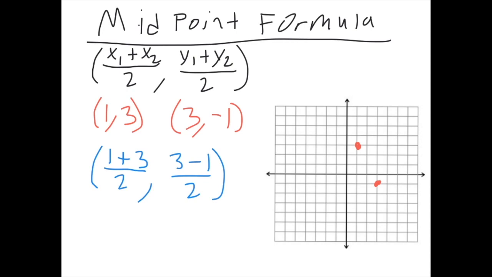So now we take the average of each of those. 1 plus 3 is 4. 4 divided by 2 is 2. And 3 minus 1 is 2. 2 divided by 2 is 1. So our midpoint is the point 2, 1. And it's this point right here. So that point is directly between our 2 points. Halfway in between.